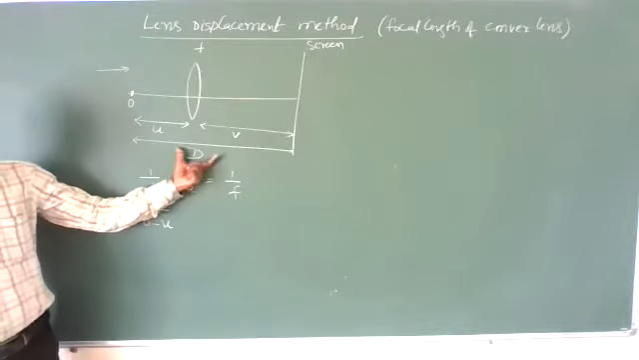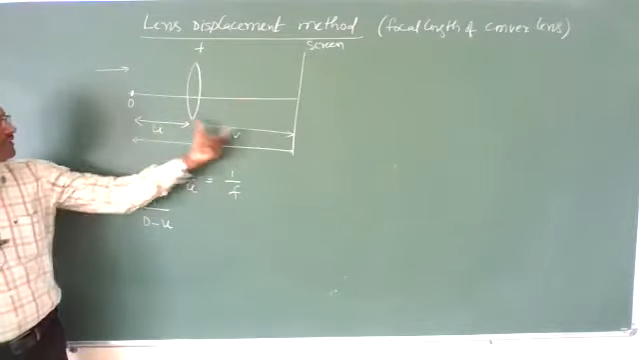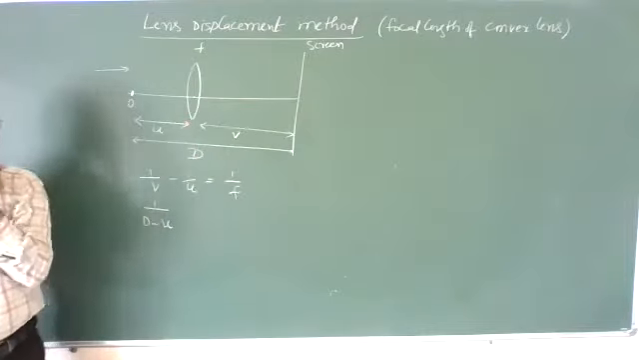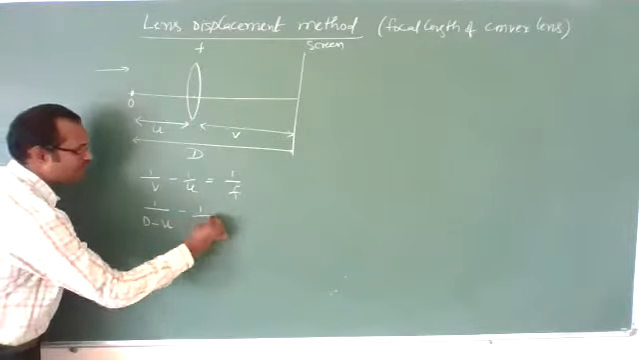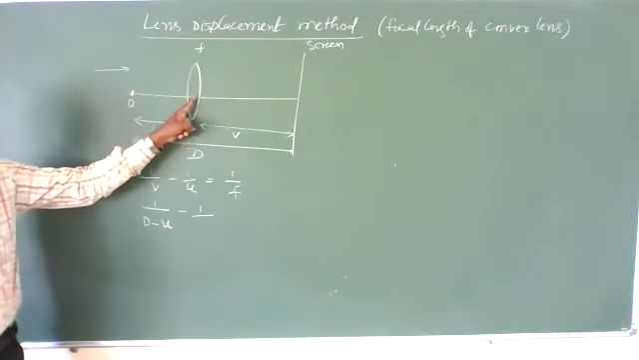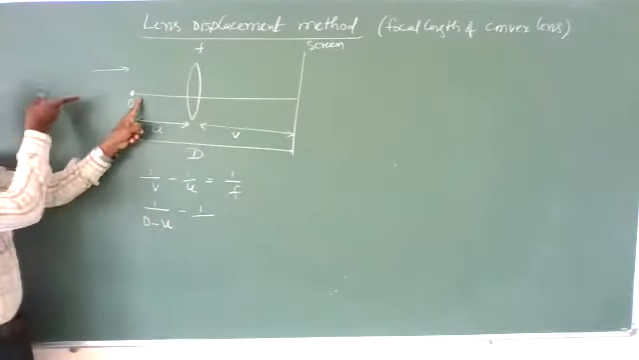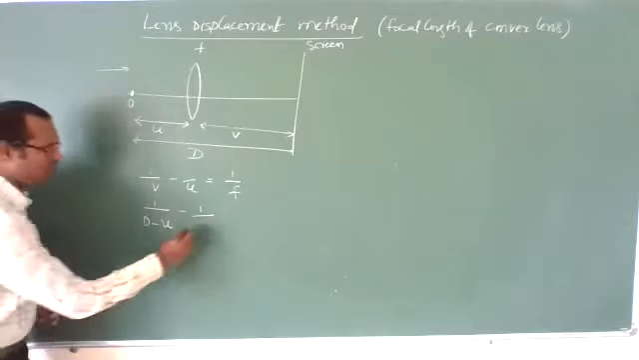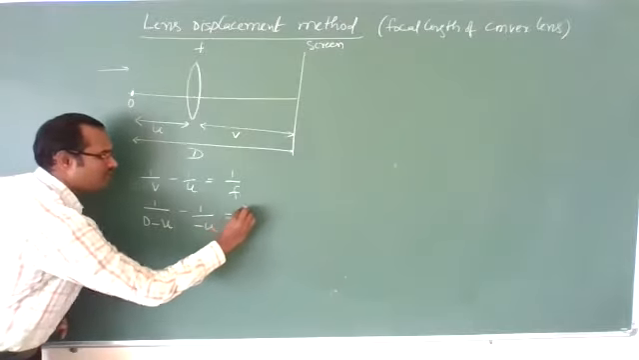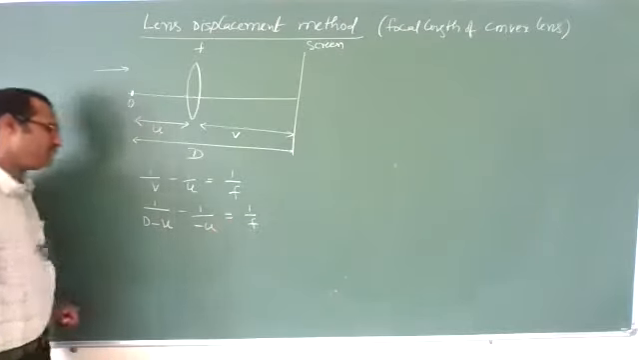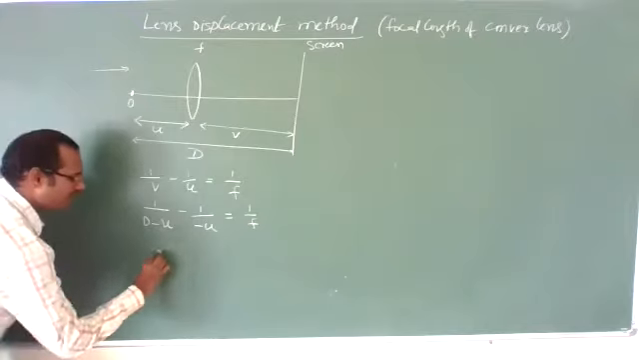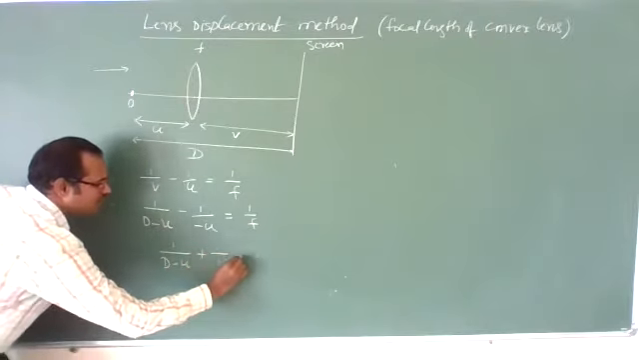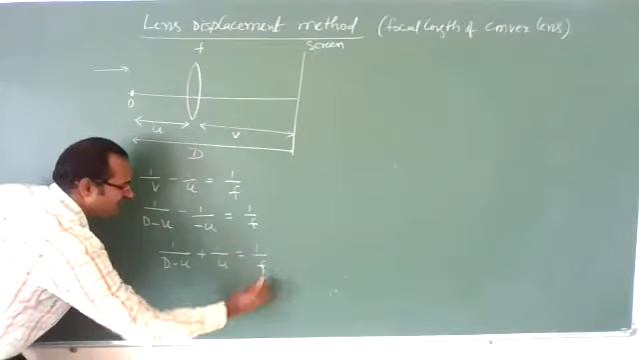This is a known value, a fixed value, and this is also a known value. This unknown value, how can you find? From this total, if you subtract this, you will get v. Minus 1 by u. From the optic center, we should measure in this direction, that means opposite to the incident ray. So u should be taken as negative. Minus of minus u is equal to 1 by f. Correct? So it will become 1 by D minus u plus 1 by u is equal to 1 by f.